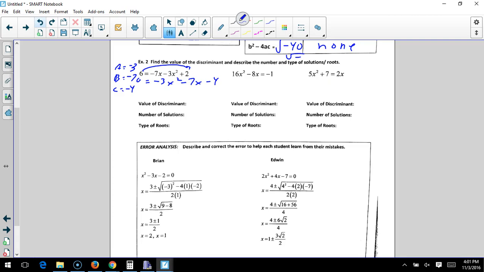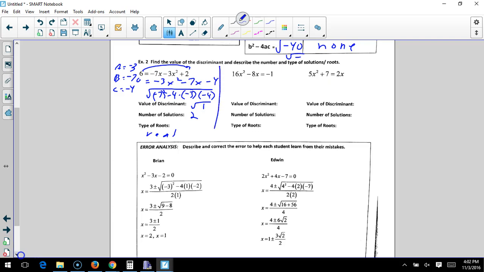So I'm just going to do the b squared minus 4ac. Negative 7 squared minus 4 times A times C. So that's going to be 49. So negative 7 squared is 49, minus 4 times negative 3 times negative 4. Well, negative 3 times negative 4 is positive 12, times 4 is 48. So what we end up with is 49 minus 48, square root of 1. That means we're going to get two solutions because one is positive, and they are real roots.